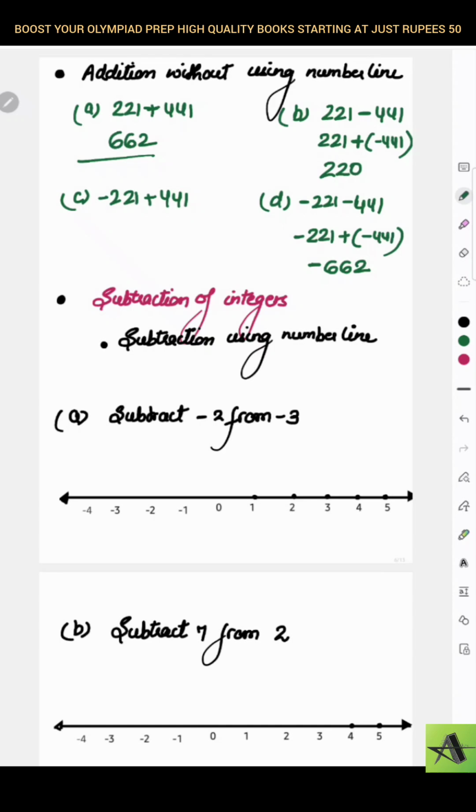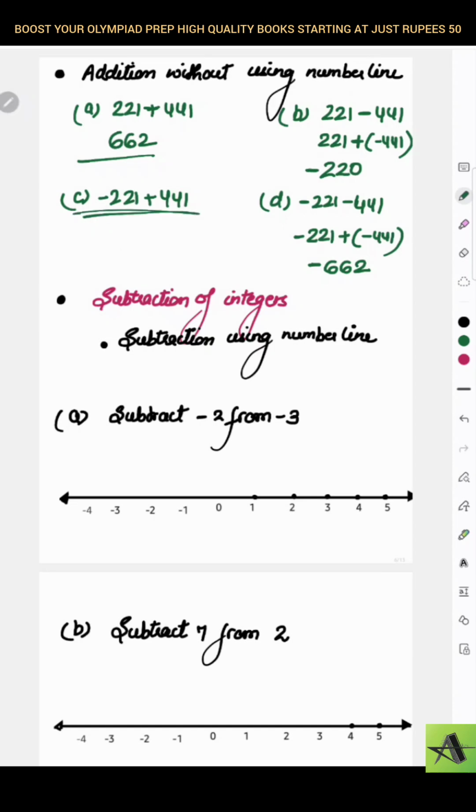But the answer will have the sign of the bigger number. Out of 221 and 441, 441 is the bigger one. See, if you compare 221 and negative 441 on their own, definitely negative 441 as a whole is a smaller number. But I'm talking about only the absolute value, the number itself, 221 and 441. Out of these numbers, which one is bigger? It's 441 obviously. So we will choose the sign of that number. So that will be negative 220.